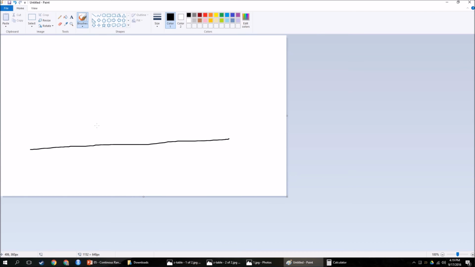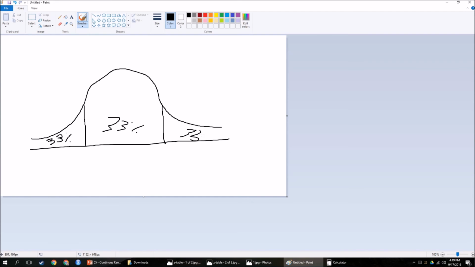If I draw this out. Okay, so I have, and this is not to scale, so do not think this is to scale. 33%, 33%. Wow, that looks awful. Just do that again. 33%. Okay? These guys fail.